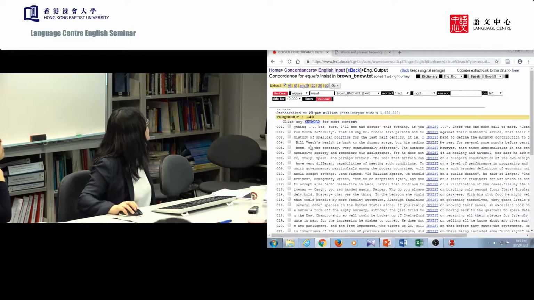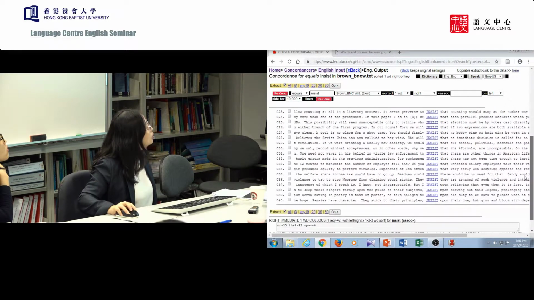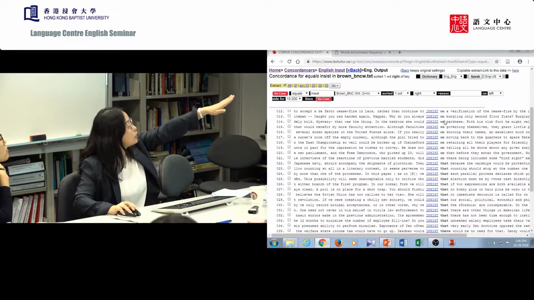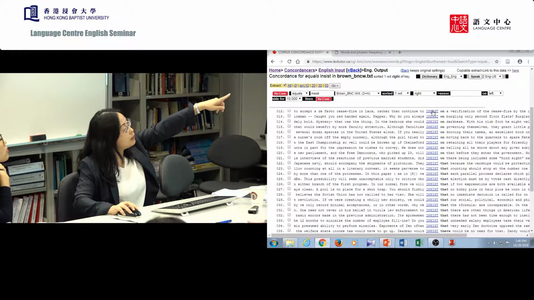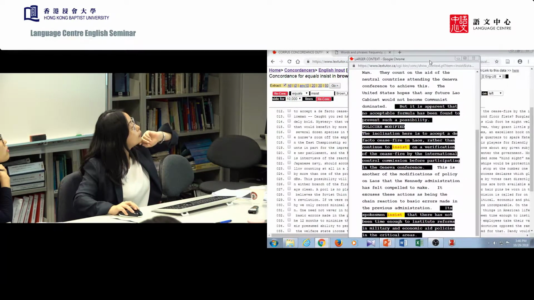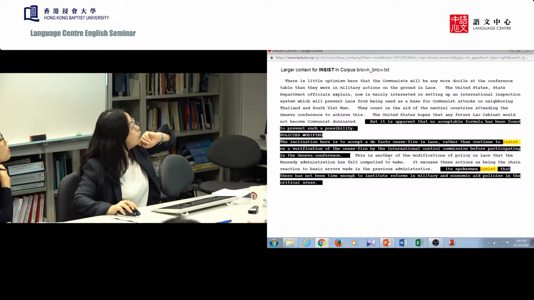Altogether we get 40 concordance lines. Each of these is a concordance line, and each line is actually from a different text. If you click, you can see that it's from a different text, and you can see the whole context.